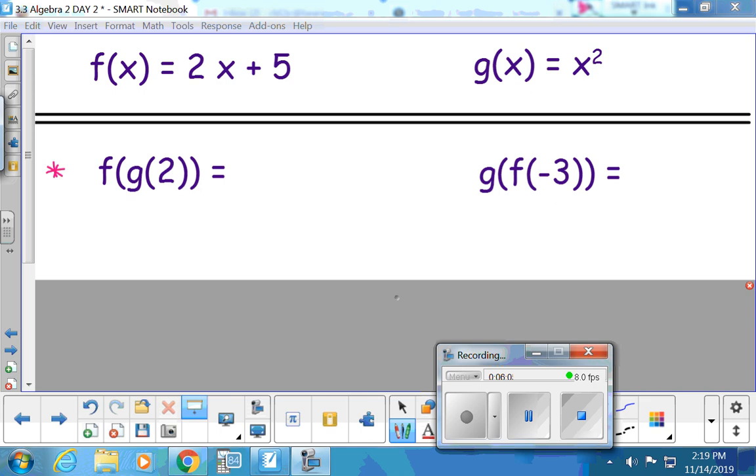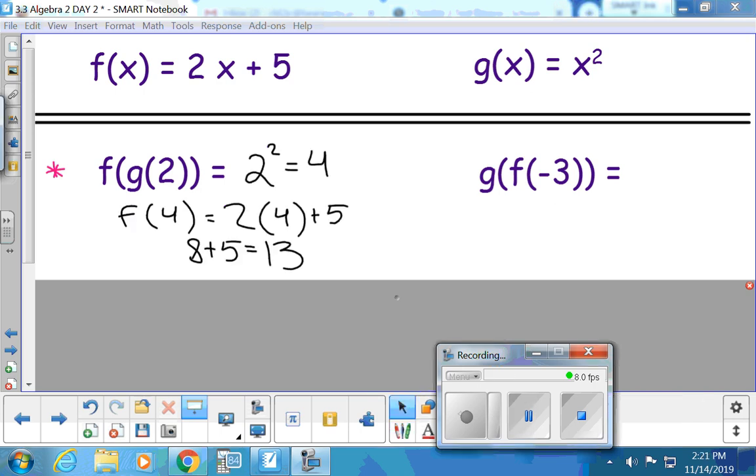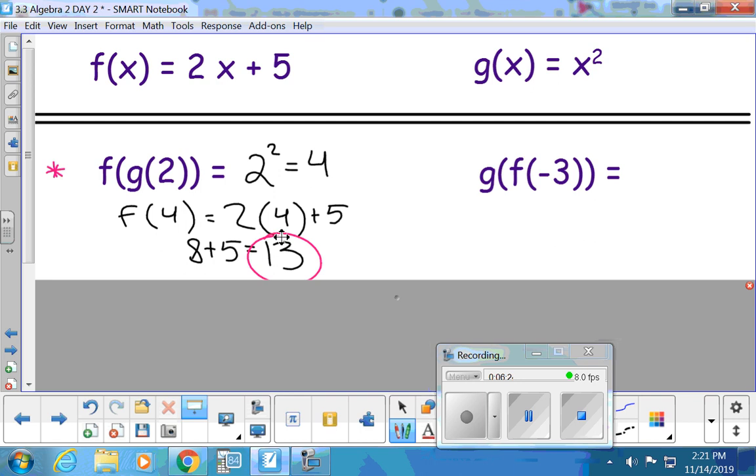Alright, I'm going to have board buddies come up and do this one on the left, f of g of 2. And the answer's 13. So you're going to put a 2 in the equation g, 2 squared equals 4. That's called your intermediate answer. Now you'll put a 4 in the equation f, 2 times 4 plus 5, 13. Very good. All right, let's get 8 more people to do g of f of negative 3.